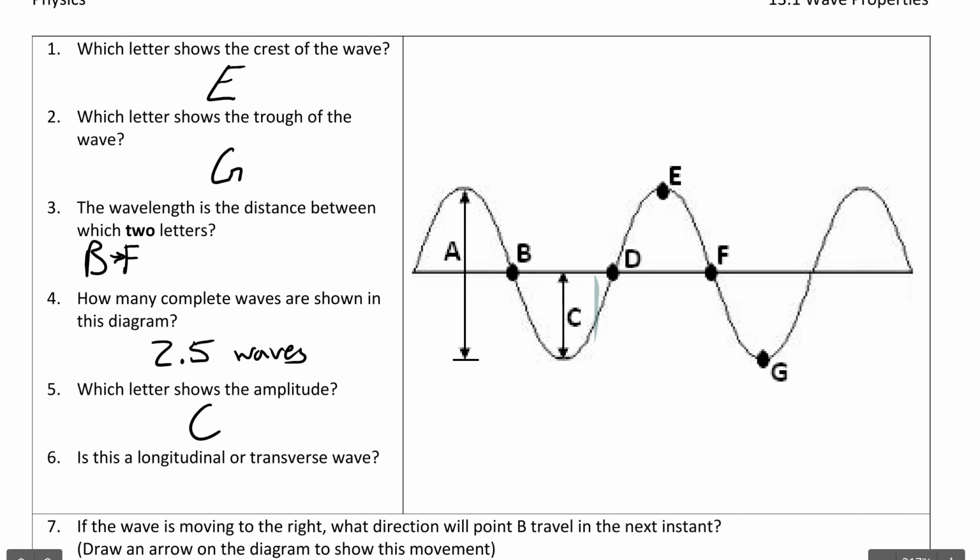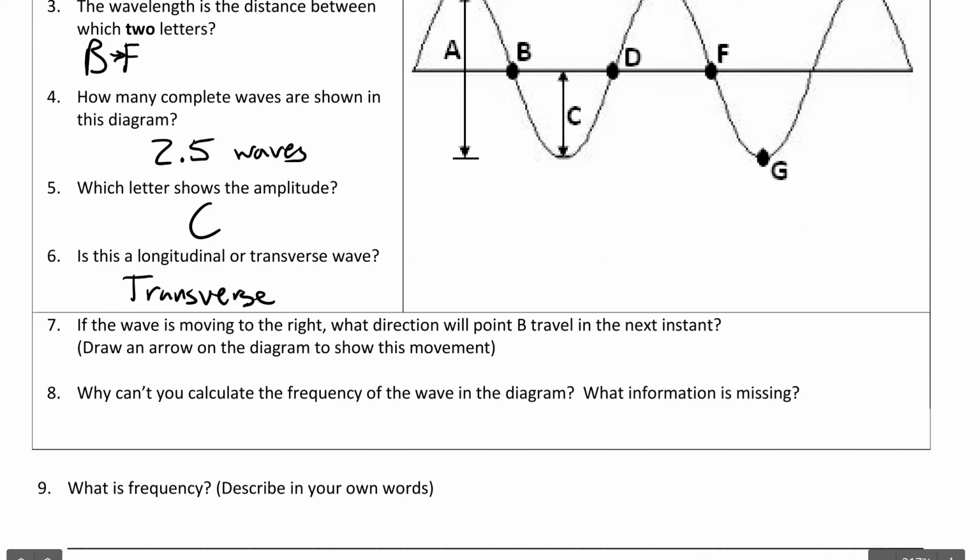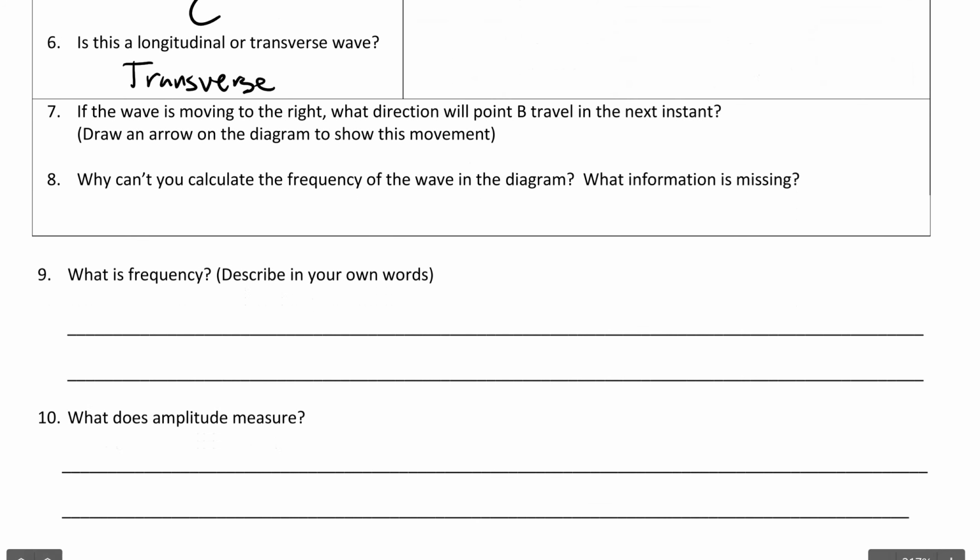All right, back to the assignment. So is this a longitudinal or transverse wave? Remember, these little S's are hints. See, like the S, transverse. It's a transverse wave, transverse. Okay, so that's like the basic overview of the parts of the wave and types of waves.